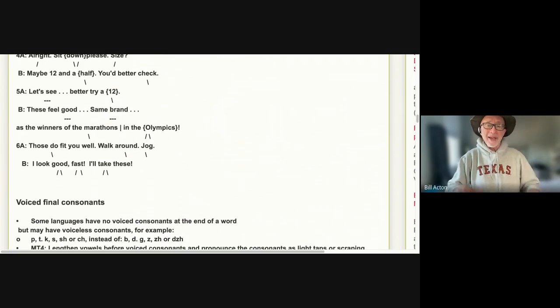All right, 6A. Now we've got a fall, a fall, and a fall. They're good, huh? These do fit you well. Walk around, jog. That jog could have been jogged, right? But these do feel good. And the last one, everybody's favorite, MT4, 3 rise-falls. I look good, fast. I'll take these. So, pretty easy MT4s. Practice that one so you can do them at conversational speed.